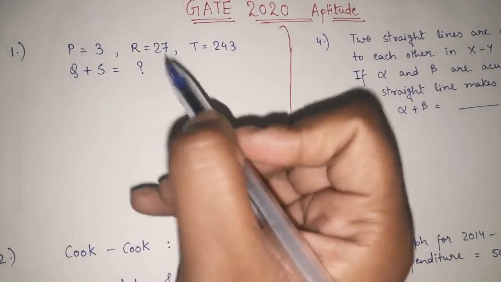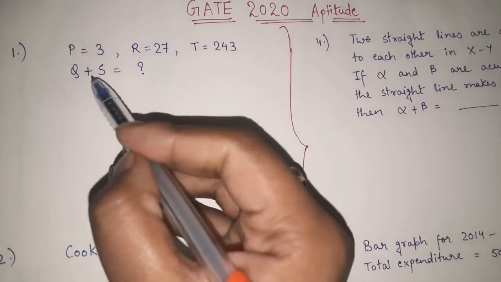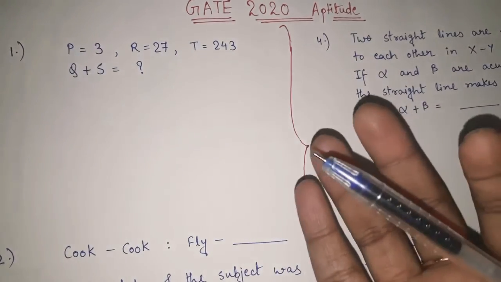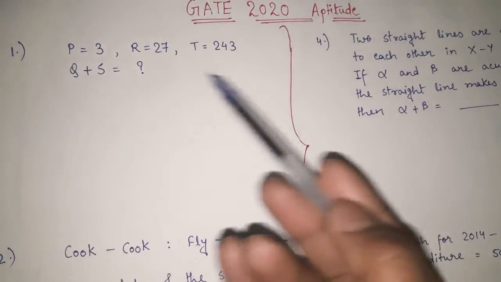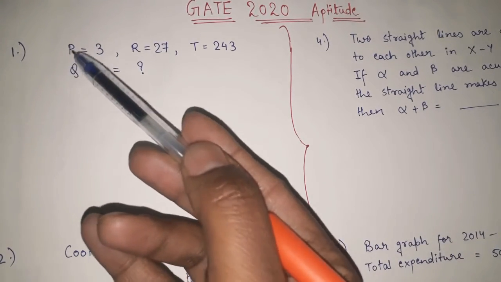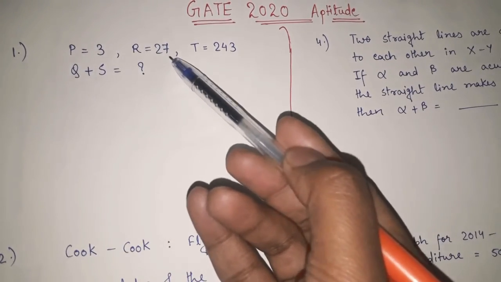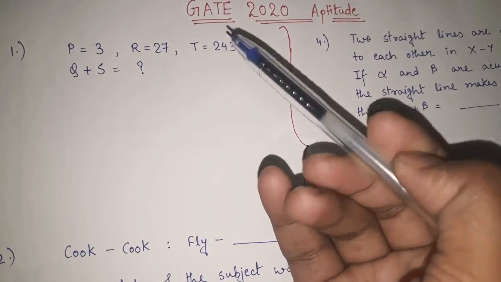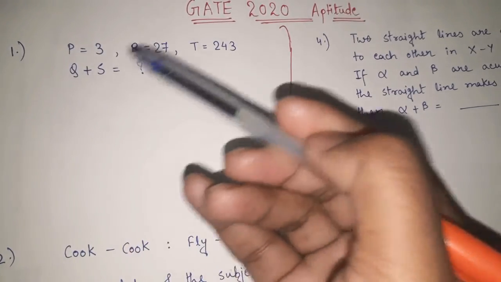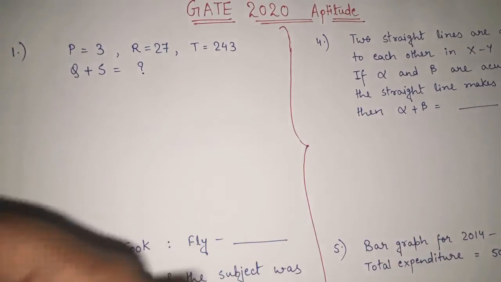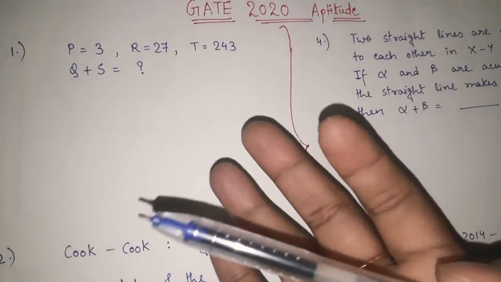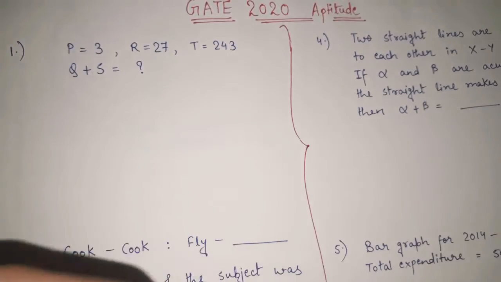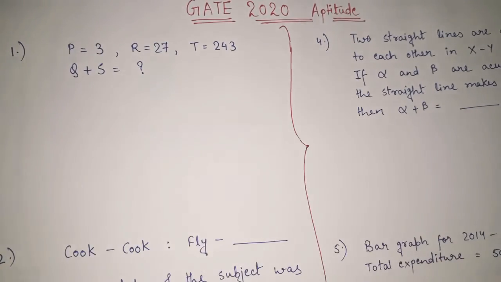So the first question we are taking is one in which they have not given any statement. The only thing written in the question was this much, whatever I have shown you. They have written that P equal to 3, R equal to 27, T equal to 243, and they have asked what will be the value of Q plus S. This is the only question given to us. No theory, no explanation, what is P, what is Q, what is R. Only this much was there.